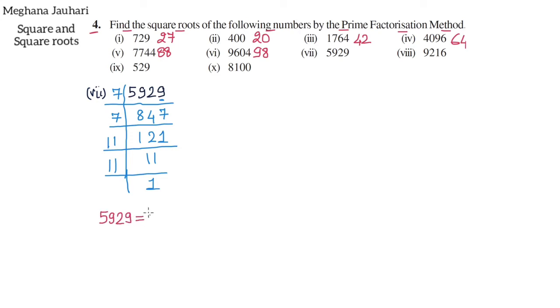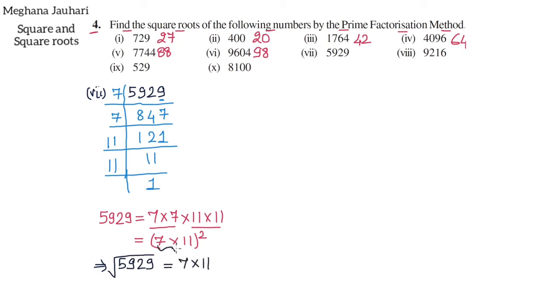So how can we write 5929? 5929 can be written as 7 into 7 into 11 into 11. Just write all the factors together and then split it into pairs. So what can we write? (7 times 11) square is equal to 5929. And finally, square root of 5929 will be equal to 7 times 11, that is 77.